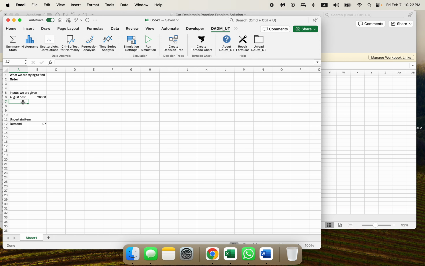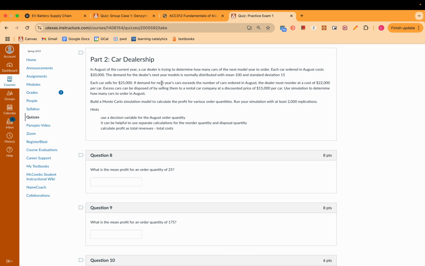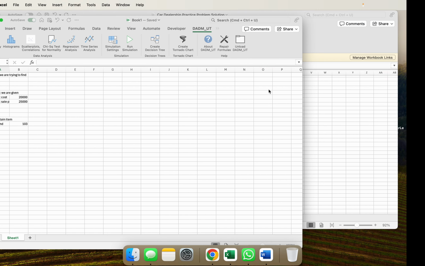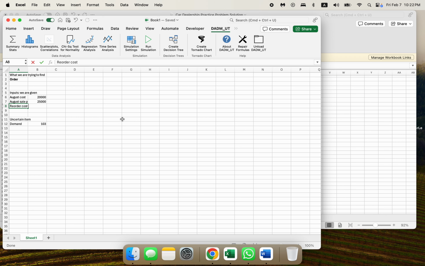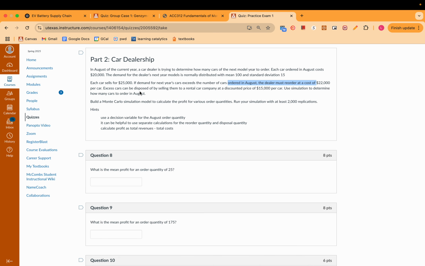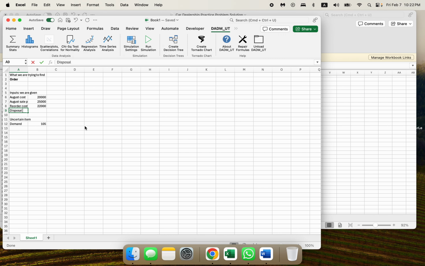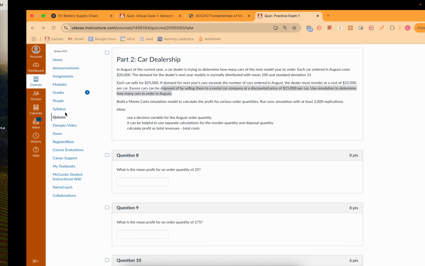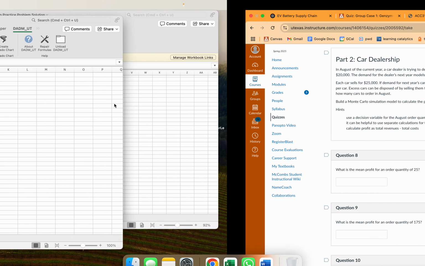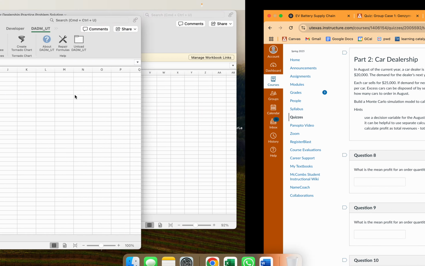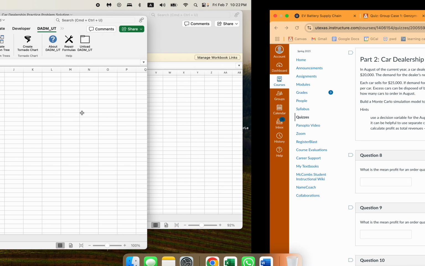Each car sells for, so the August sale price would be 25,000. If demand for next year's cars exceeds the order, then there's a reorder cost of 22,000, and then for excess cars there's a disposal sale price of, oh no, 15,000. That's what it was. So we need to find the order number. Let me put in a placeholder here and just say 1 for now.